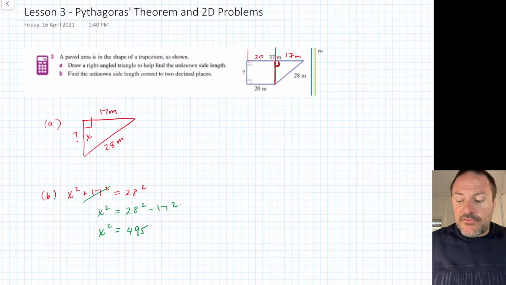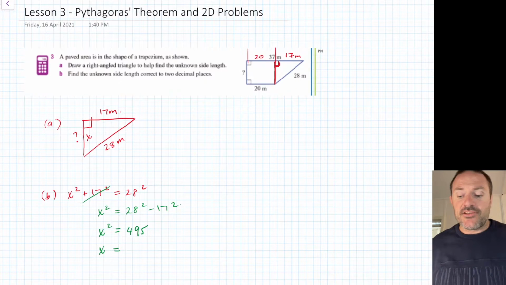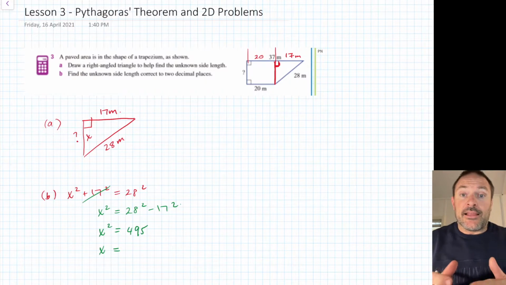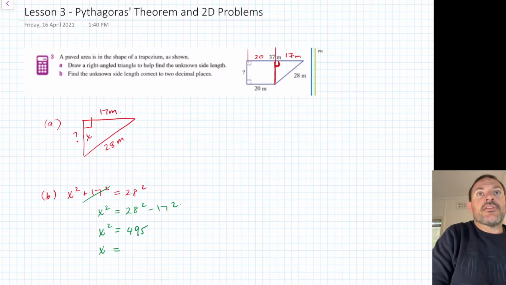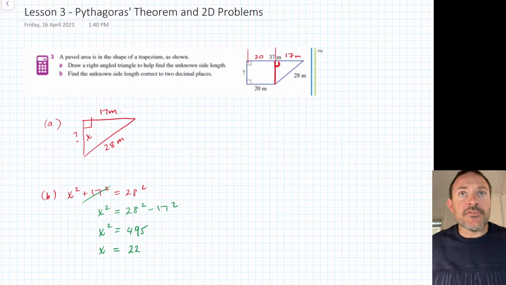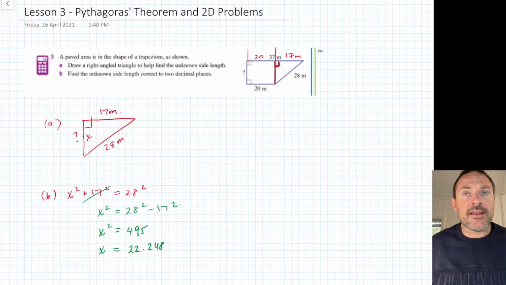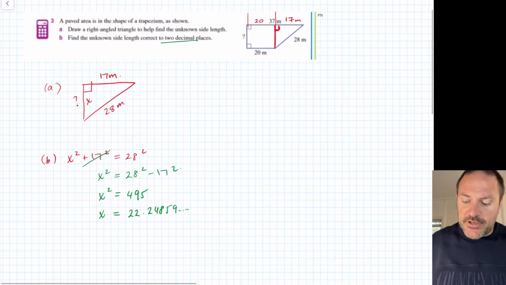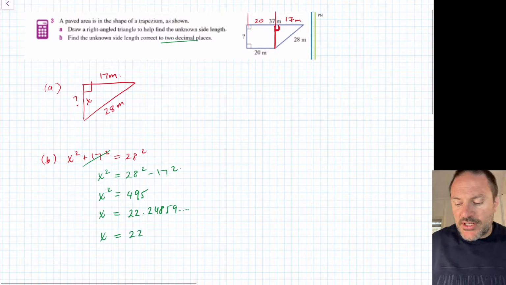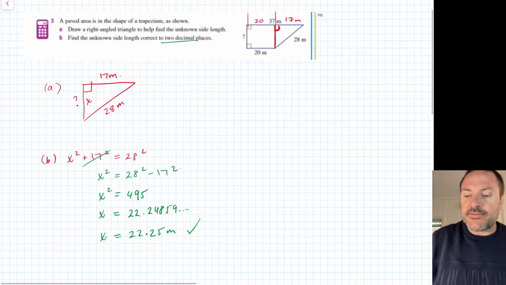So 495 is what x squared is equal to. The reason I like seeing that is because I can clearly see that the length can't be 495. I have to square root my answer. So I'm going to square root my answer there, and I get 22.24859... Now it says to 2 decimal places, so x equals 22.25 meters, and that's my answer.